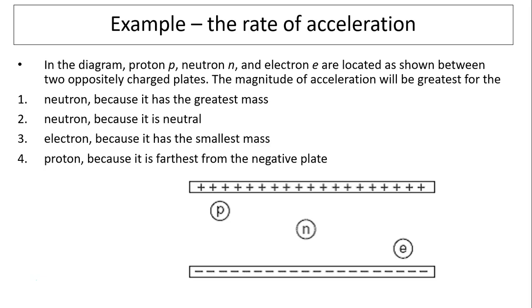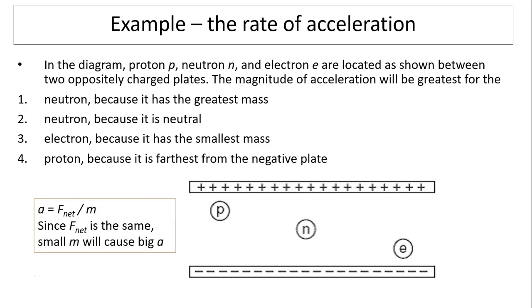Another example, in the diagram, a proton, neutron, and electron are located as shown between the two oppositely charged plates. The magnitude of acceleration will be greatest for which particle? So here are the parallel plates. One thing we know about parallel plates is the electric field is uniform. Since the electric field is uniform, the force on the proton and the electron has to be the same because protons and electrons have the same charge magnitude. On the other hand, the force on the neutron is zero because the neutron has no charge.